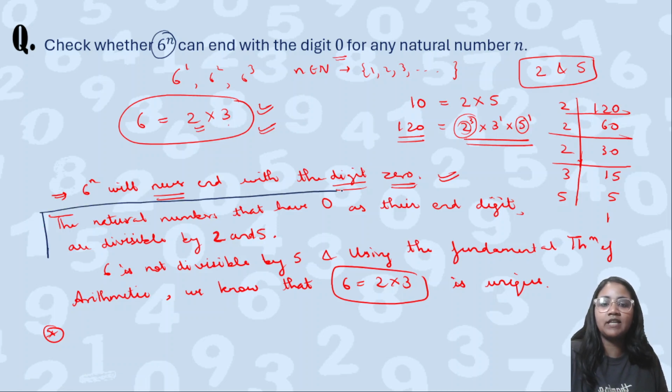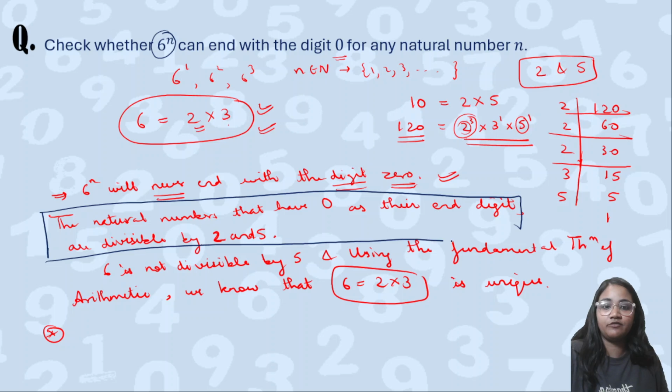The natural numbers that have 0 as their end digit are divisible by 2 and 5. They can be divisible by any other number as well. Like you can see here, it is divisible by 3 also, but it must be divisible by 2 and 5, or it must have 2 and 5 in the prime factorization as the primes. Okay, so this is very important. I hope it is clear.